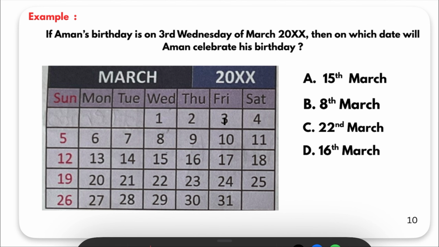Understand this example. If Aman's birthday is on the 3rd Wednesday of March 20XX, then on which date will Aman celebrate his birthday? This calendar is showing the dates of March 20XX. Aman's birthday is on the 3rd Wednesday of March 20XX. So this is the first Wednesday, this is the 2nd Wednesday and this is the 3rd Wednesday. So Aman will celebrate his birthday on 15th of March. Okay, so option A here is the correct answer.